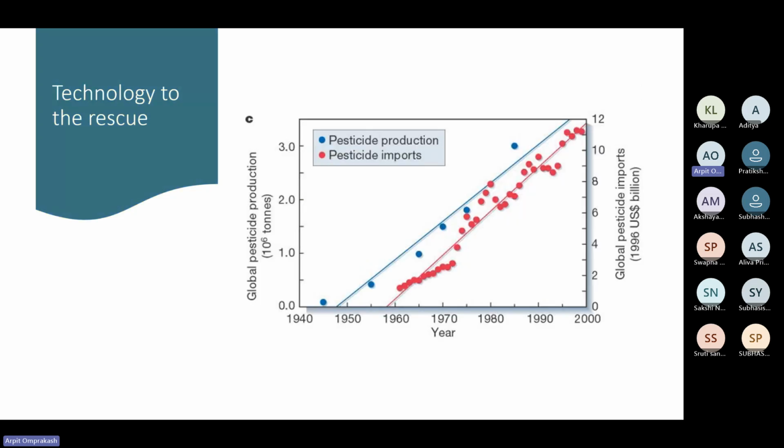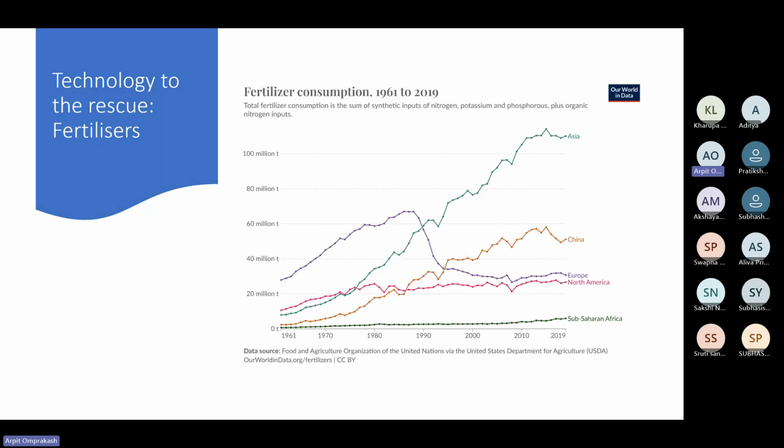So we see that the pesticide production and pesticide imports are also increasing across years. The blue points here denote the pesticide production. Across the years, the production of pesticide is also increasing globally, and the import of pesticides across countries is also increasing. That means more and more countries are using more and more pesticides as the years go by.